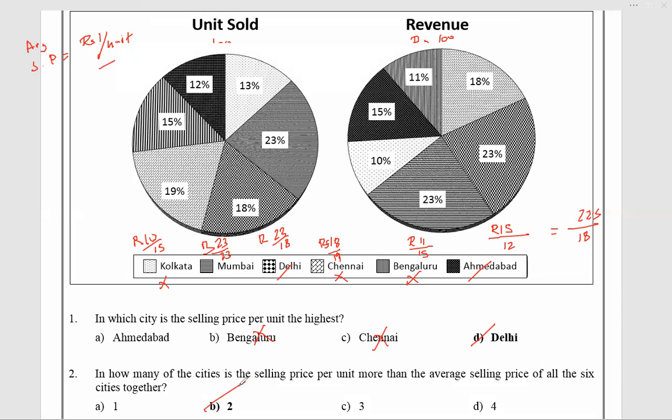I got two correct answers. Just because it was so simple, just because I've taken here 100 units, I've taken here 100 rupees. That was the main trick.